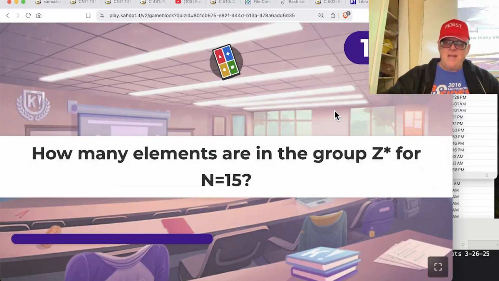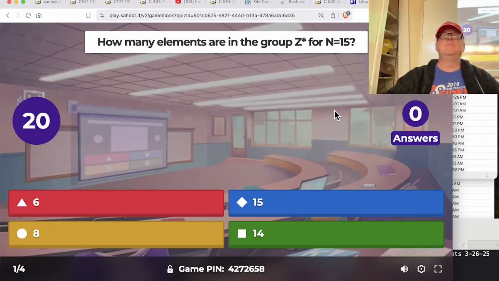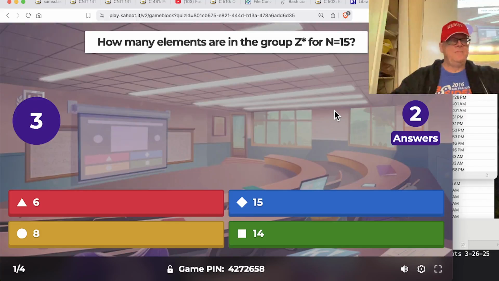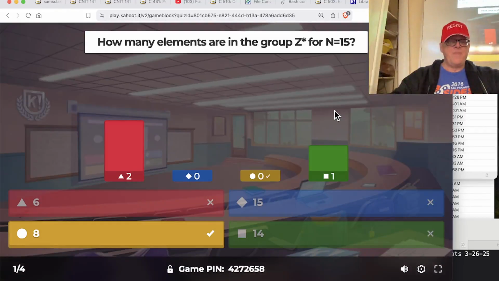All right, so how many elements are in Z star 15? It's 8 because this is 3 times 5, so you take 2 times 4. It's p minus 1 times q minus 1. So the answer is 8. All right? And I see somebody, a third person, did join, so that's good.